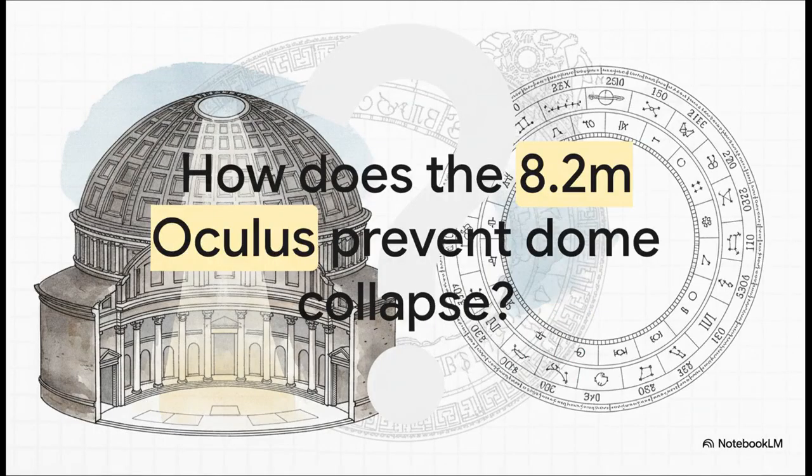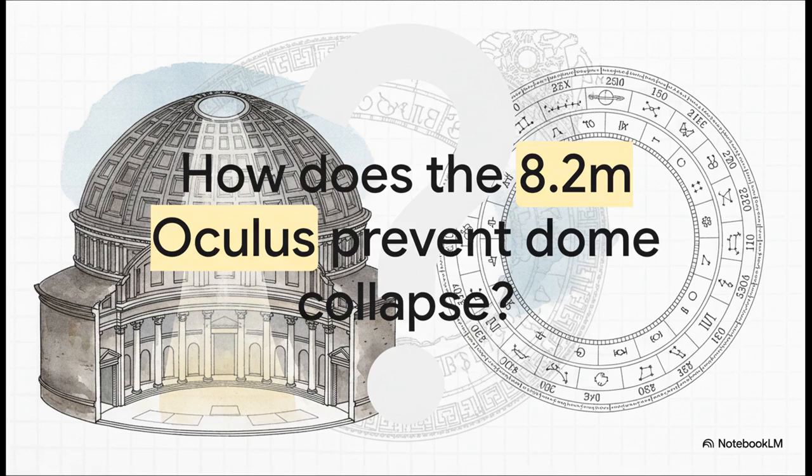But here is my absolute favorite engineering trick, the oculus. How does leaving a massive 8.2 meter wide hole right at the very top of the roof actually stop the dome from collapsing? I mean, it sounds totally counterintuitive, right? Well, by leaving the heaviest, most critical central point entirely empty, we completely remove the structural load where it would have been the most dangerous. Plus, as an added bonus, it acts as this incredible celestial calendar, casting a sweeping spotlight of the heavens straight down into our grandest temple.